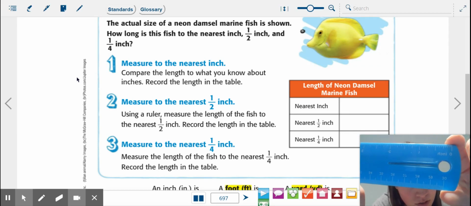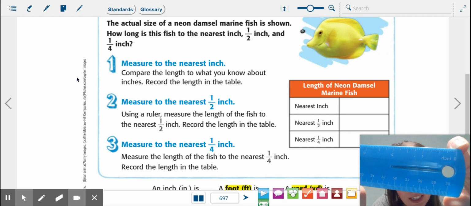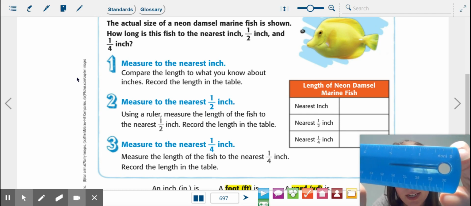Now look at my ruler right here. Here's the 0. That's where we need to start. Now my ruler has the 0 a little bit in. So when I'm measuring the fish, I need to make sure that I line it up with the 0 and not the end of my ruler. Now, some rulers, the 0 is at the very end, so that's totally fine.